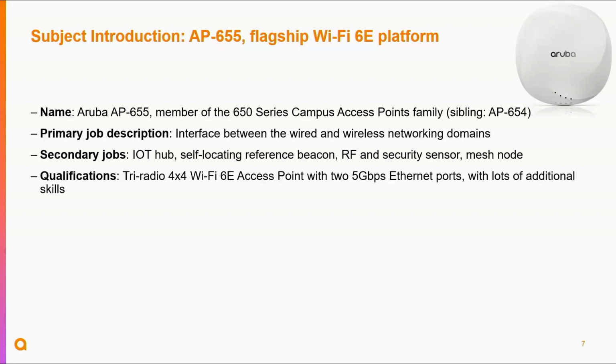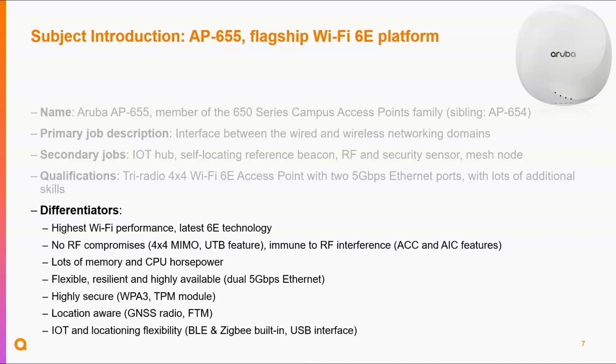The basic qualifications of a 655, it's a tri-radio AP, 4x4 Wi-Fi. One of the main guys who designed the product is right here, so if I say anything wrong, he'll correct me. It has two 5-gig Ethernet ports, and it has lots of additional skills. A couple of differentiators of the platform. It's really our highest Wi-Fi performance AP. I think you will find that it's the highest Wi-Fi performance AP in the market.